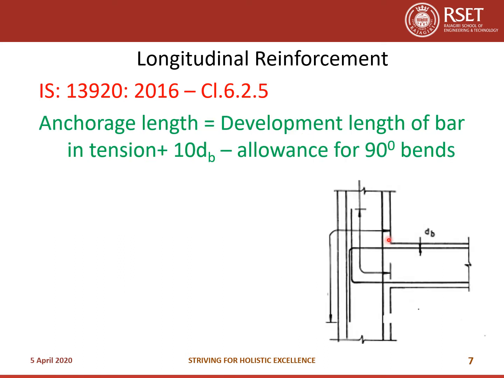The anchorage length from the inner face of the column should be equal to the development length of the bar in tension plus 10 times the diameter of the bar minus the allowance for a 90-degree bend. This is the anchorage length from the inner face of the column.